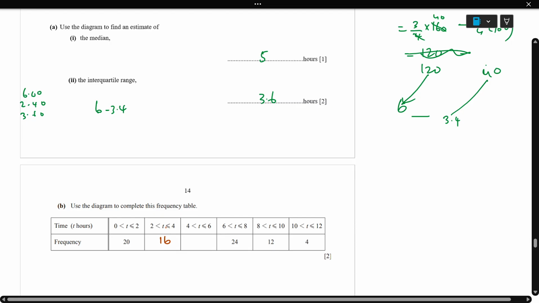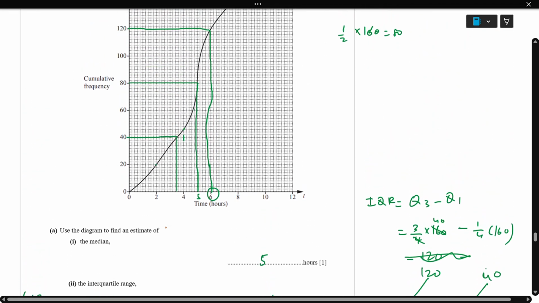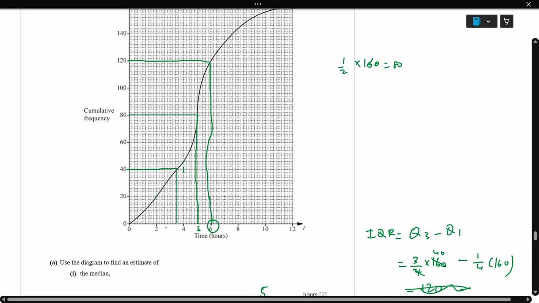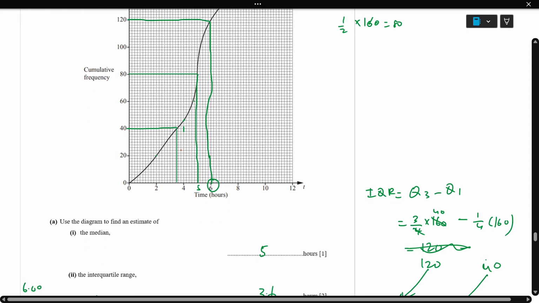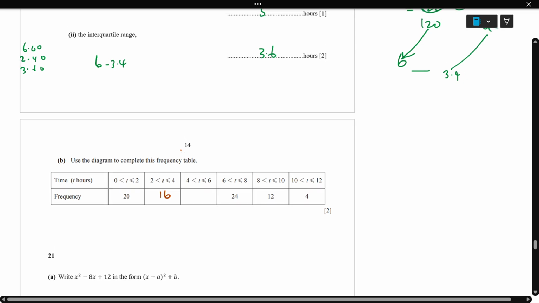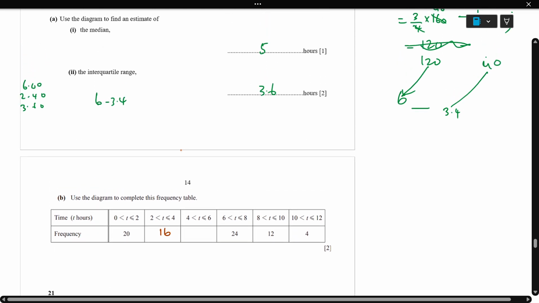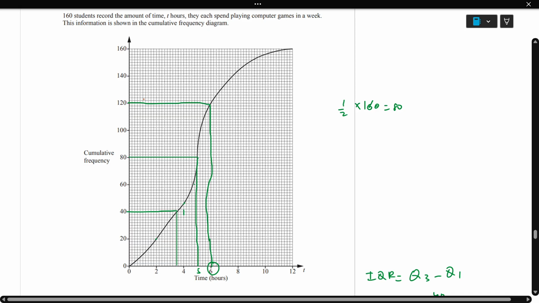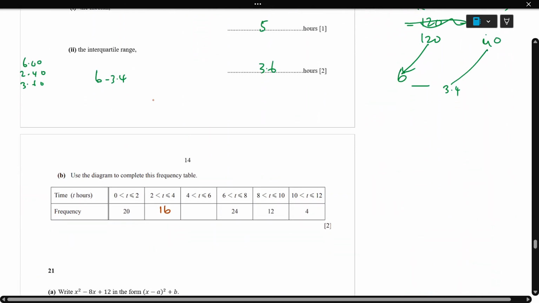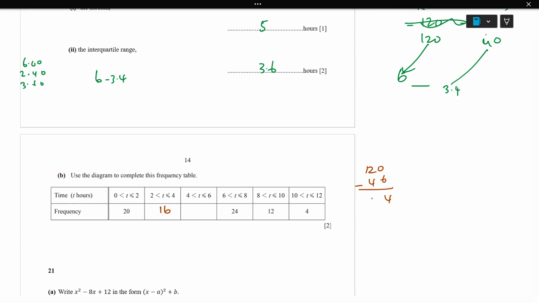Next, go until 6. 6 is going to be 120. So 4 is like 46. So 120 minus 46 is 74.